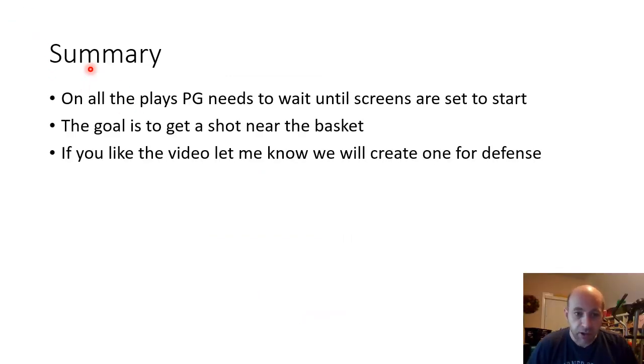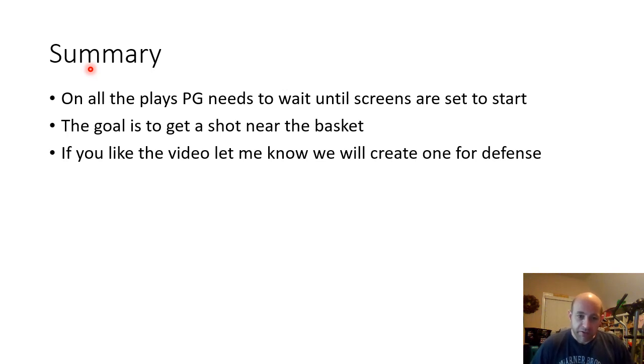Okay, guys, that was all of our plays. But I just wanted to go through a little bit of summary for some key points. On all of the plays, the point guard needs to wait until the screens are set to start. So you've got to let the play set up. You've got to wait for the guys to cut on play Z, but on plays A, B, and 2, you've got to let the screens get set so the play will work the right way.